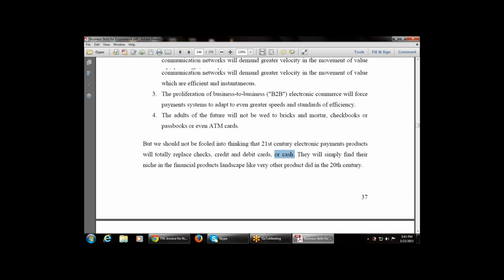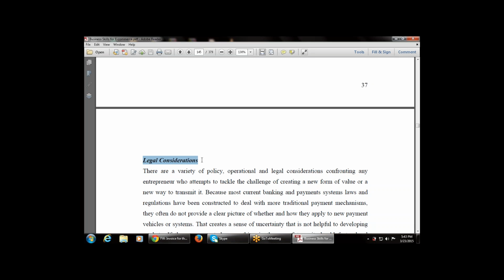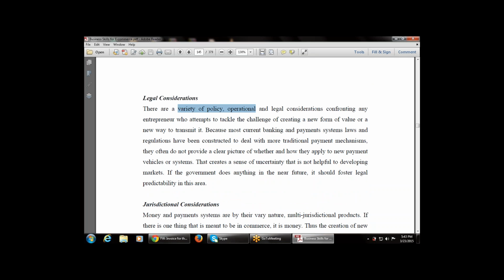So what are the various considerations that must be involved? One of the issues is legal consideration. There are a variety of policy, operational and legal considerations confronting any entrepreneur who attempts to tackle the challenge of creating a new form of value or a new way to transmit it. There must be legal criteria that must be fulfilled, because most current banking and payment system laws and regulations have been constructed to deal with more traditional payment mechanisms. They often do not provide a clear picture of whether and how they apply to new payment system vehicles or systems. That is a legal consideration.